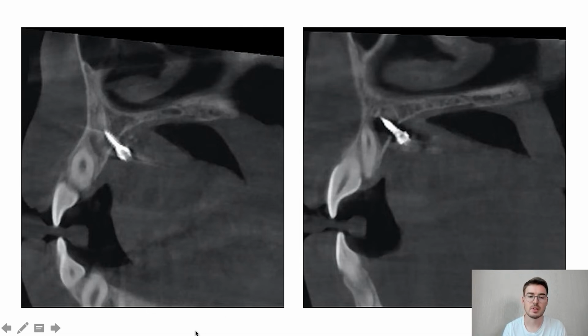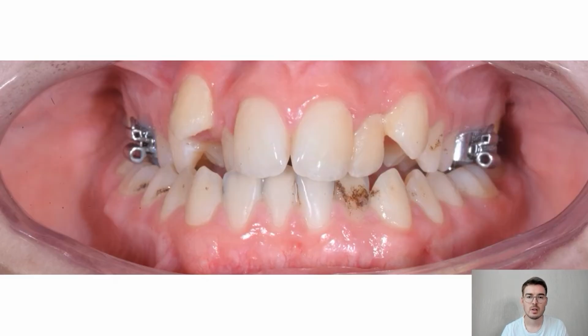But we will analyze all the types of fixation later. We will also analyze the installation protocols in great detail, the activation protocols, etc. They are also very different. I will show you all the stages of expansion.